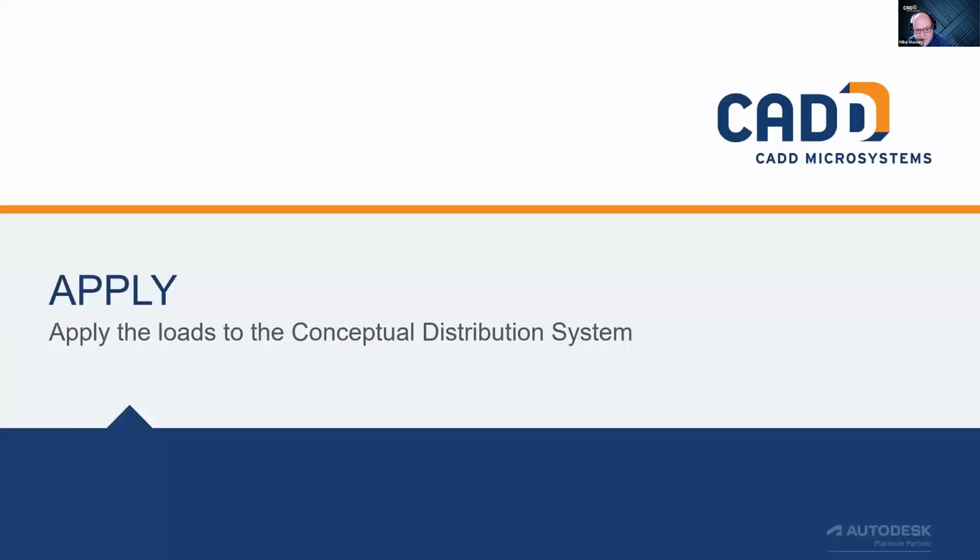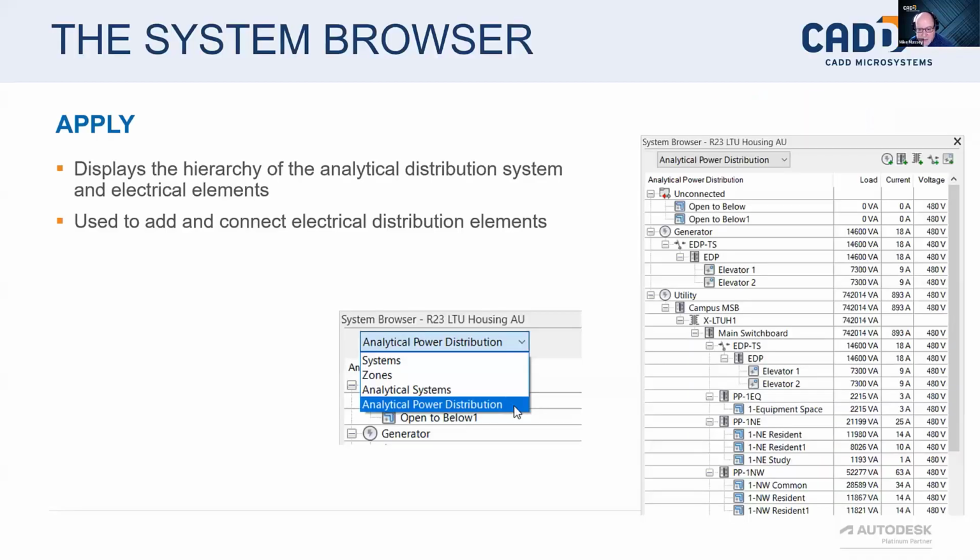And then the next step is to apply. And this is where we'll create that conceptual distribution system. And again, like I said, this is going to use the system browser. If you're not familiar with it, the system browser in itself is not a new tool. It's been around for many years, but they've added a new part to the system browser.